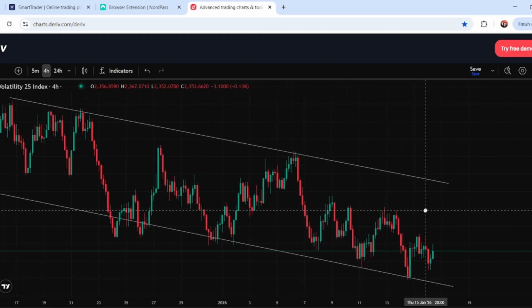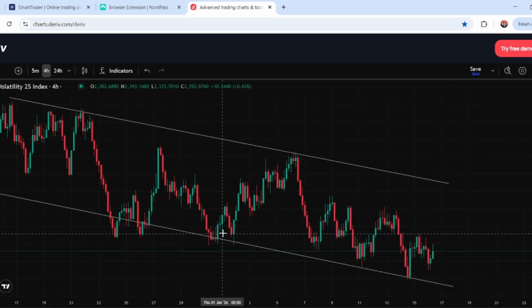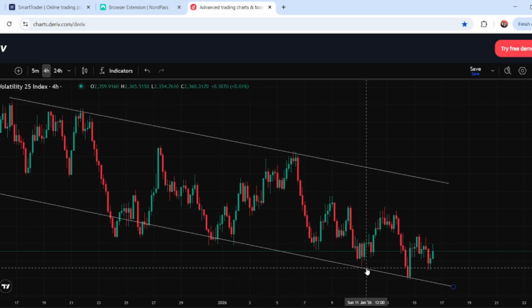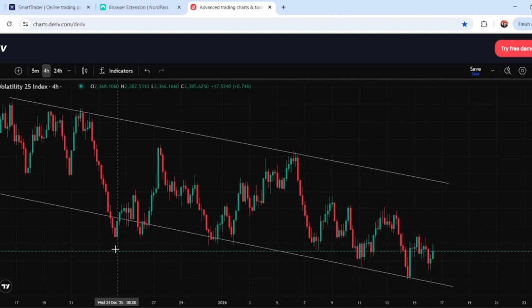So when you are doing Deriv MT5 trading, this is how you trade. When the market hops to a resistance, you sell off. When the market starts from the support, you buy.